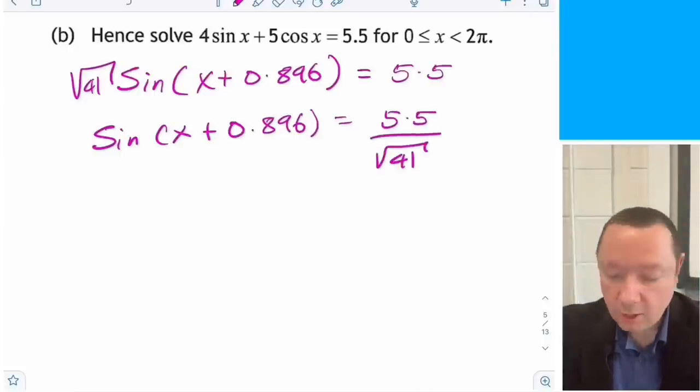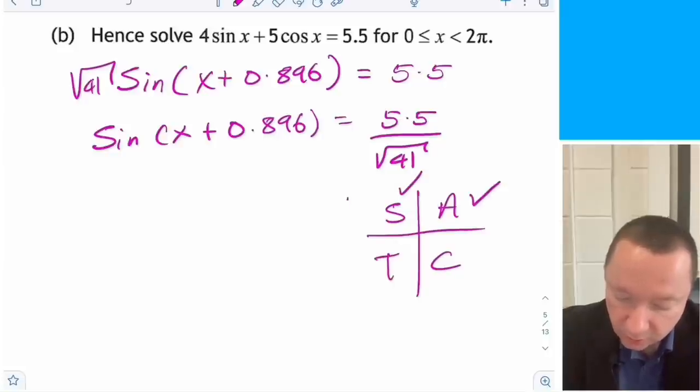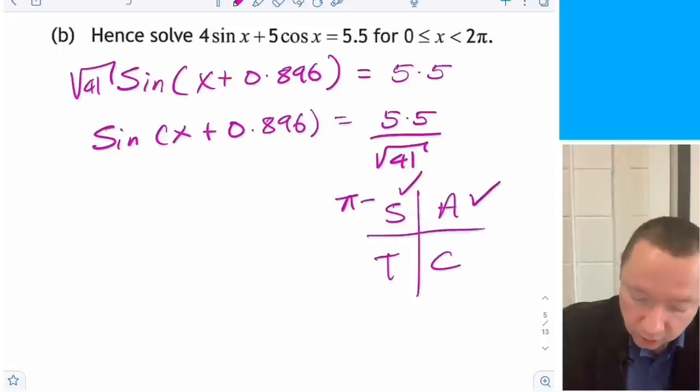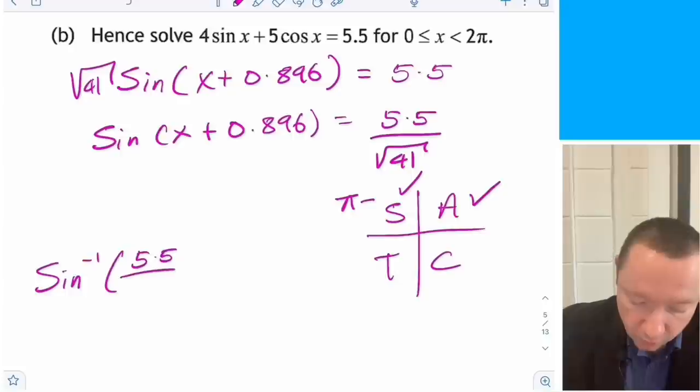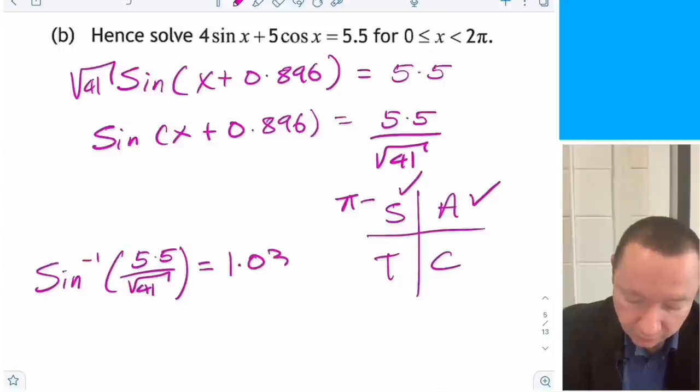So we can work out what quadrants we should be in with our CAST diagram. So sine is positive, so we're in the first quadrant and the second quadrant, which, reminder, is going to be pi minus our angle. So we now need to work out our angle using the inverse sine in a calculator of 5.5 over root 41. If you do that in a calculator, you get 1.033.